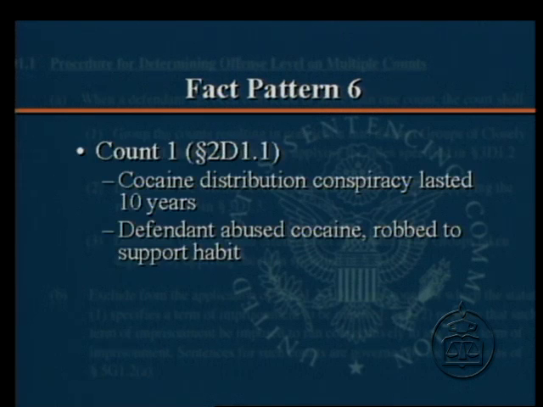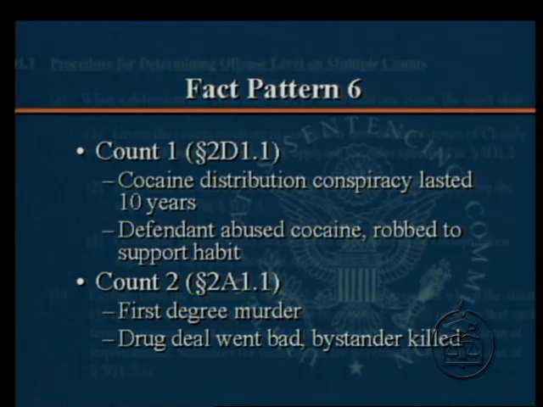In this fact pattern, we have a defendant whose first count of conviction is found under Guideline 2D1.1. This was a cocaine distribution conspiracy that lasted 10 years. During this conspiracy, the defendant abused cocaine and also robbed people of drugs and money in order to support his cocaine habit. Count 2 involves the defendant being convicted of first-degree murder. What happened in this situation is that a drug deal went bad and a bystander was killed.